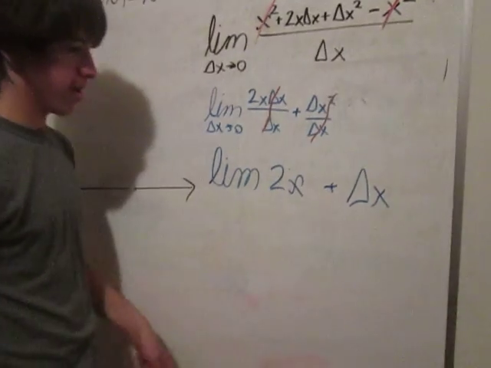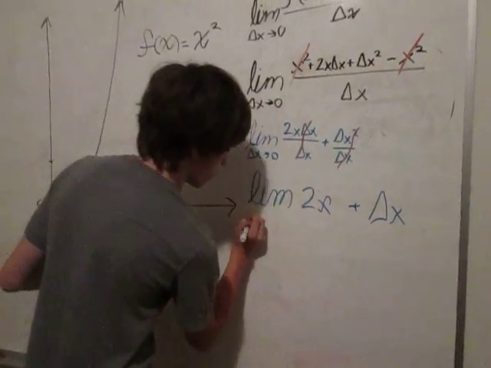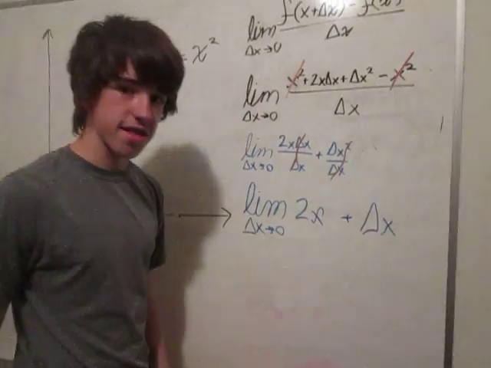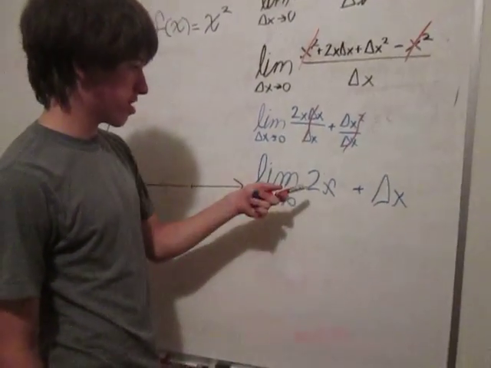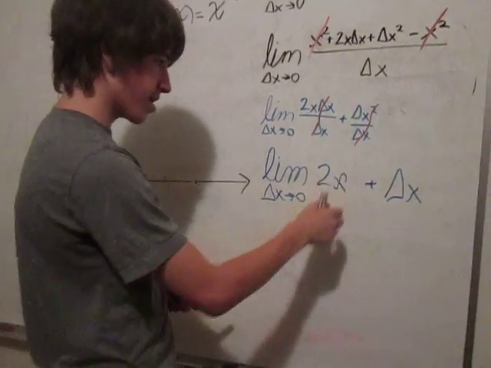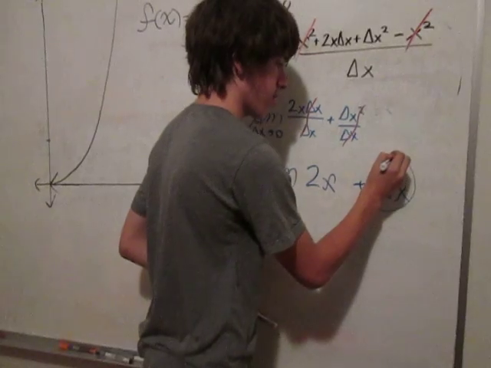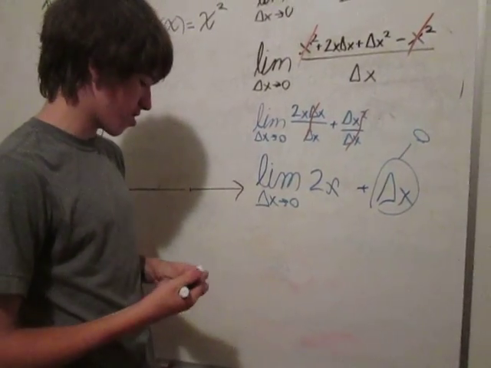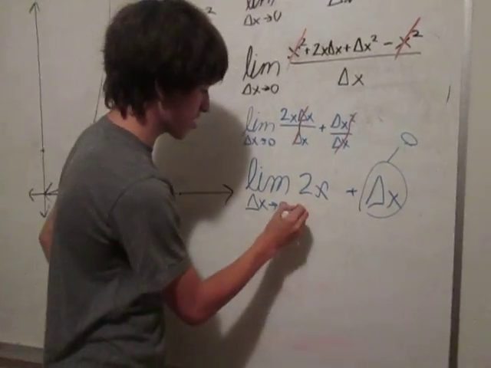Now we can evaluate this as delta x goes to 0. So if delta x is 0, what is our instantaneous rate of change? Well, this right here is 0. So all we have left is 2x.